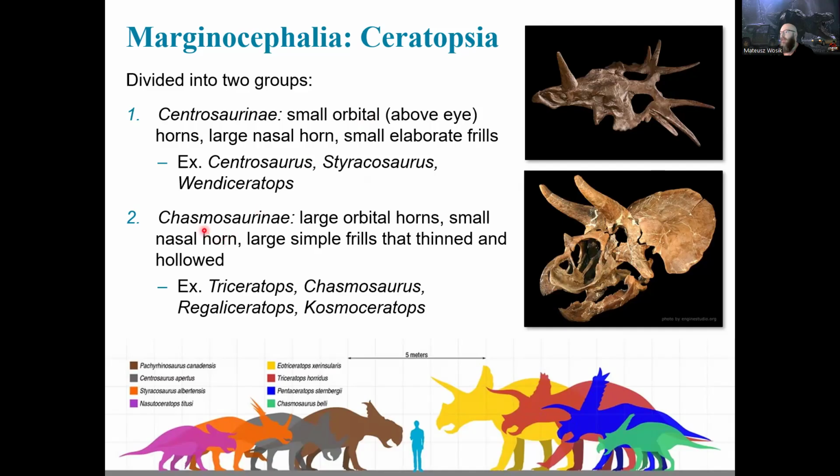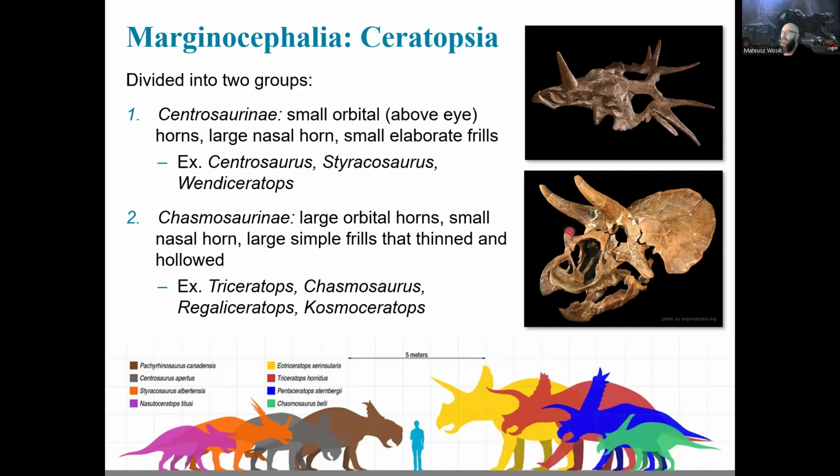The opposite are chasmosaurines. These are a little bit more of the boring ones, but they are actually the larger body-sized ones. So this is where Triceratops comes in. You can see body size differentiations between that and the bottom. On the left side, we have more of the centrosaurians. On the right side, we have more of the chasmosaurians.